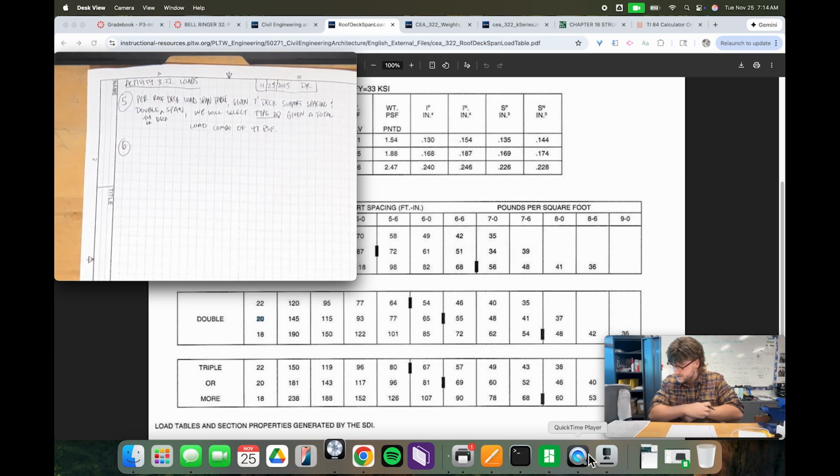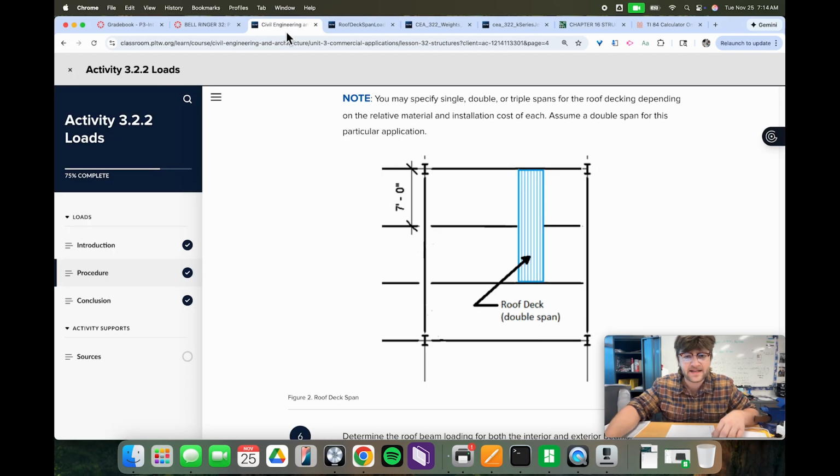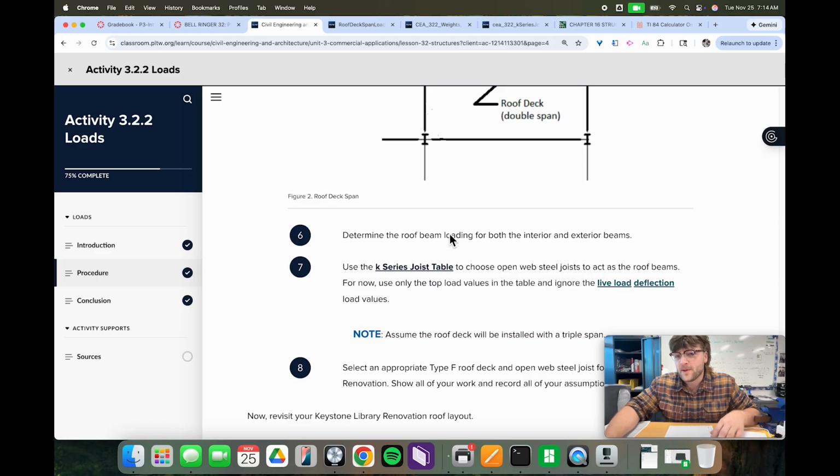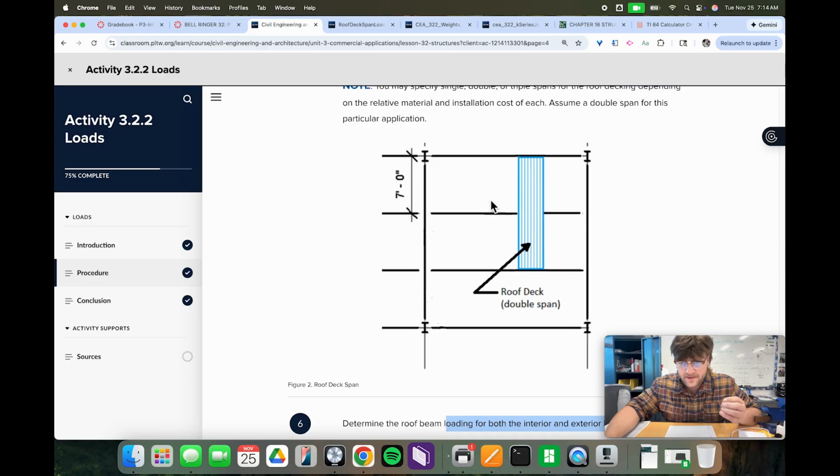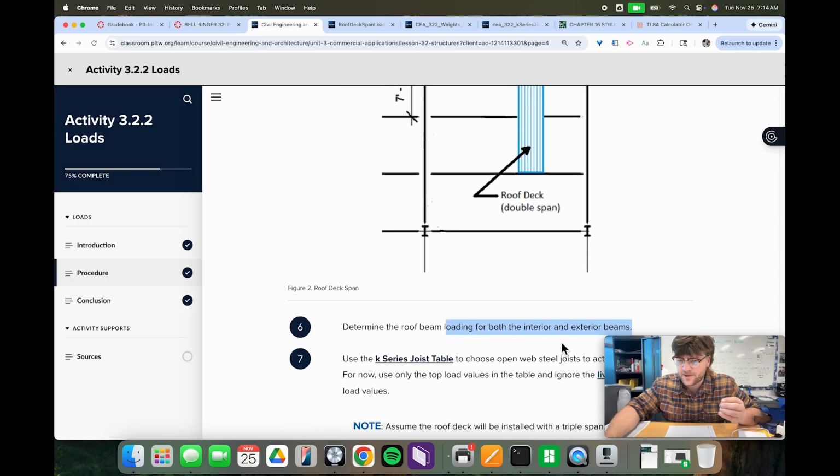So question number 6, let's go ahead and take a look at that. Determine the roof beam loading for both the interior and exterior beams. So we've got to look at this over here. In terms of our interior beams, those are going to be these 2 guys here. The exterior beams, those are going to be these outer guys here.